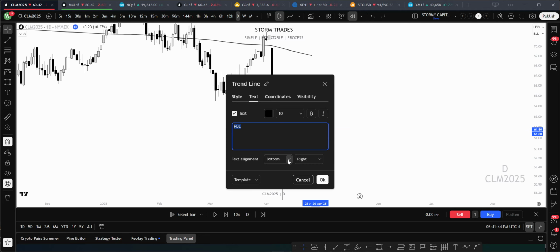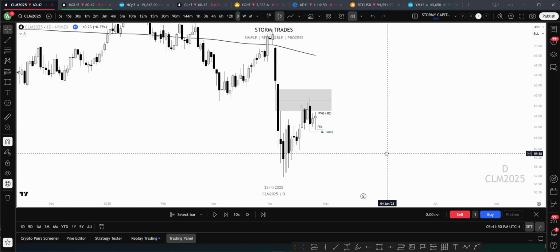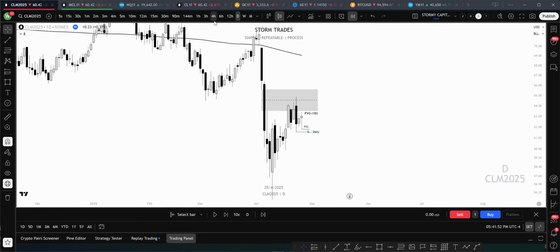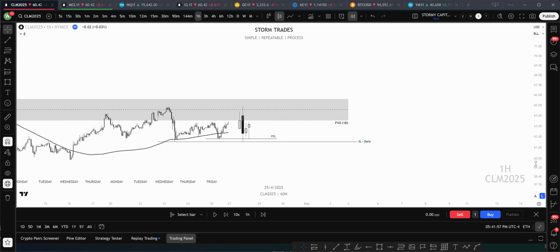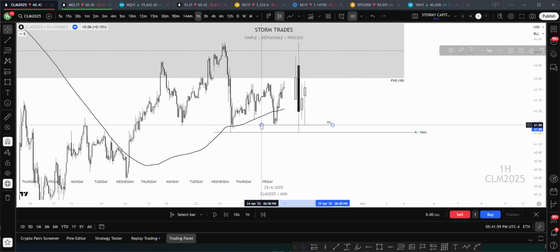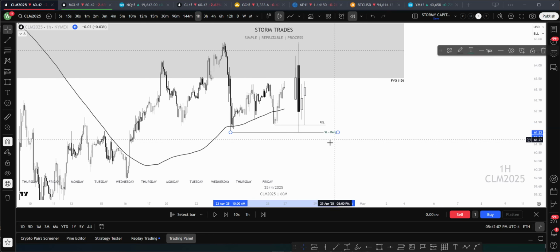That's how fast it takes. That's how fast it goes. I mean, there's really nothing else to it. And then we move on to the hourly. So what I'll do here is just clean this up a little bit. There's the previous daily low. Here's the swing low, which is our ultimate target.